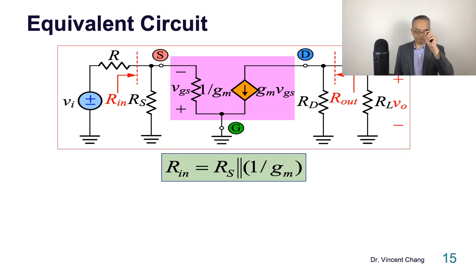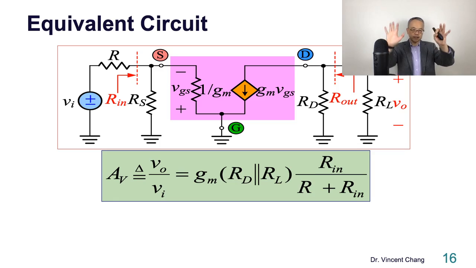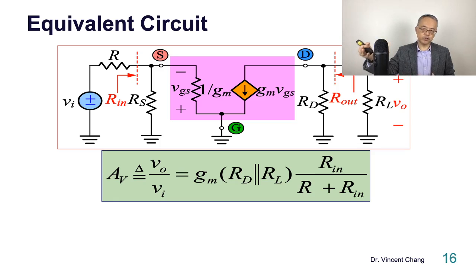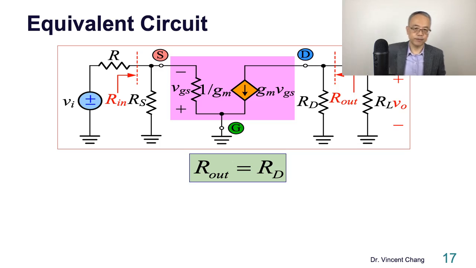So the first performance parameter, amplifier parameter, is the input resistance. It's a parallel combination between, again, the two, the RS and the 1/GM. And the second one, the small signal voltage gain, is based on Ohm's law and the voltage divider rule. And then it's the product, all right? And then the last one is RD. The output resistance is simply decided by RD.